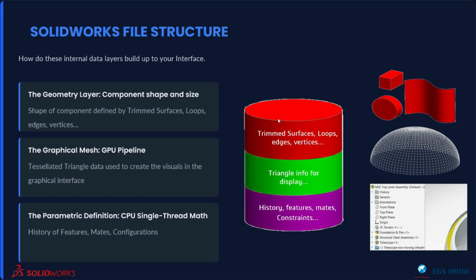The second layer is your tessellated data, or triangular information, which is used for displaying your model in the interface. Every solid body or surface body which is determined in your first layer is converted into 2D triangles in your second layer. That is the tessellated data. Both of them together give you the image on your screen.